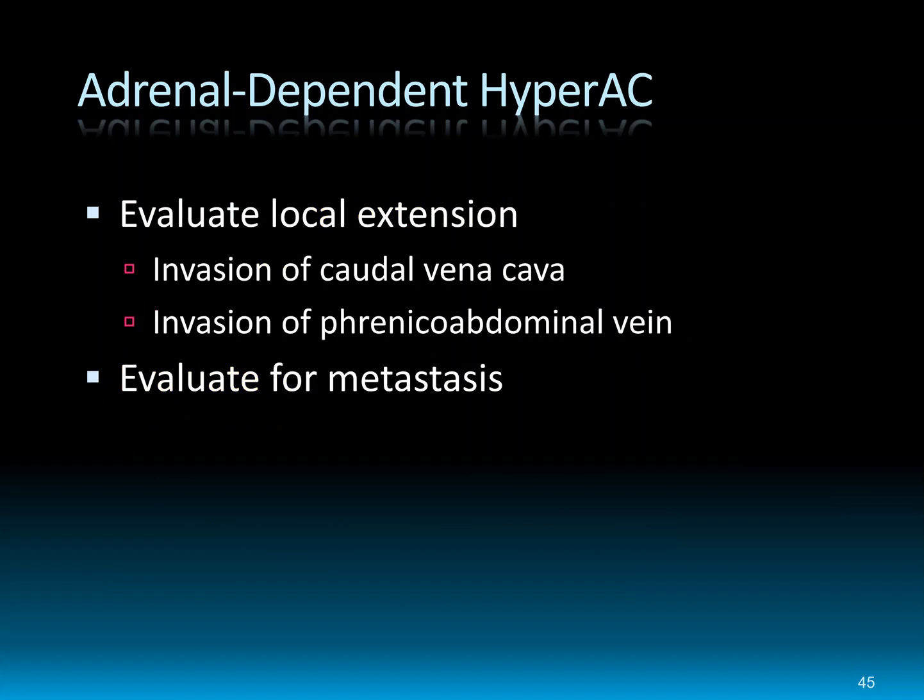When you're ultrasounding these guys, you do need to evaluate for local extension. Is there invasion of the caudal vena cava? Is there invasion of that phrenico-abdominal vein? And you're also going to assess the area and the whole abdomen for evidence of metastasis, either carcinomatosis, mets to the liver, anything like that.